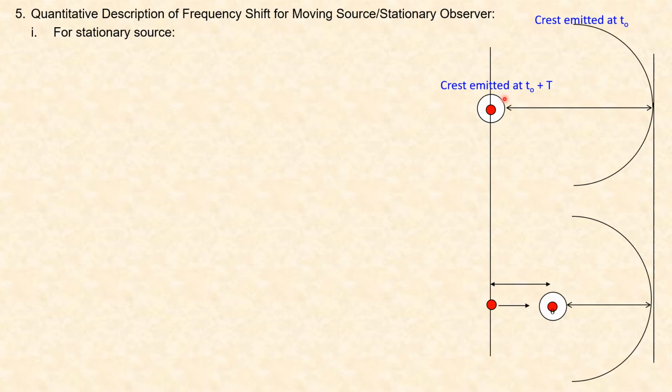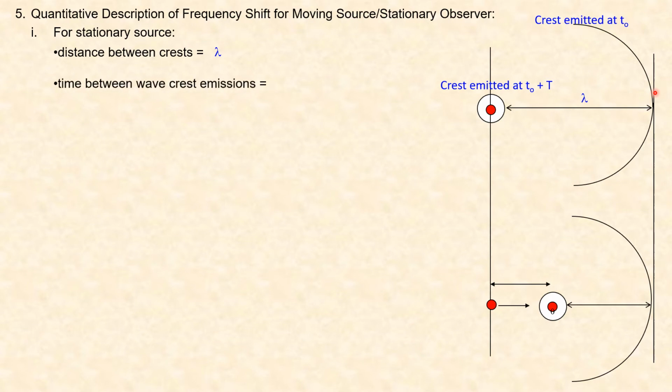This crest right here is a crest that has been emitted one period later. Remember, the distance between any two wave crests is the wavelength. The time between any two wave crests is the period of the wave. You can see the wavelength described in the diagram here. The distance between any two wave crests is a wavelength. I'm showing you that in the diagram.